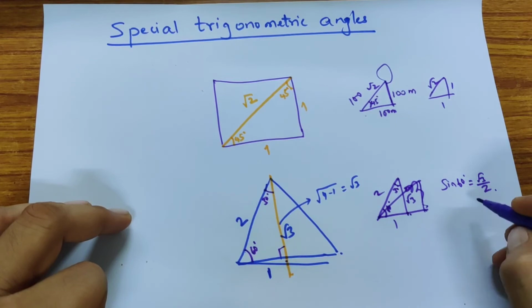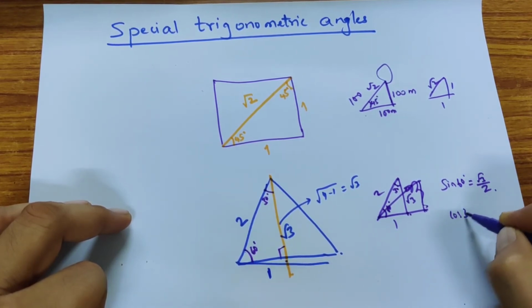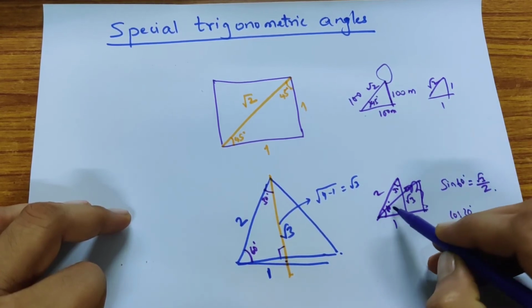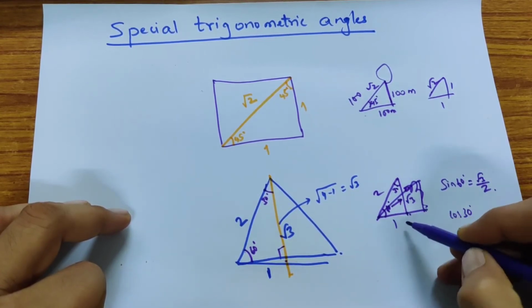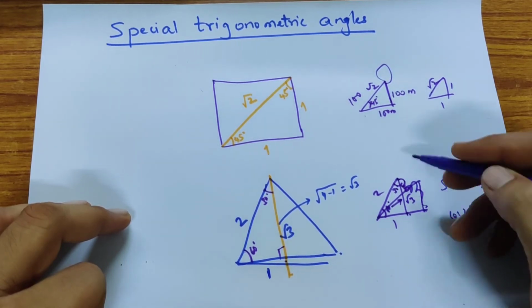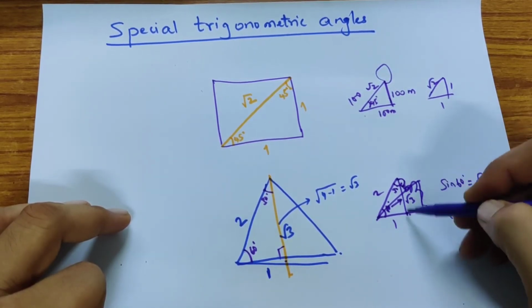Interestingly, that will be the same as cos of 30 degrees because they are complements of each other. So this one sees this as the opposite side, this one will see this as its cosine side. Yeah, that's the side that's next to it.